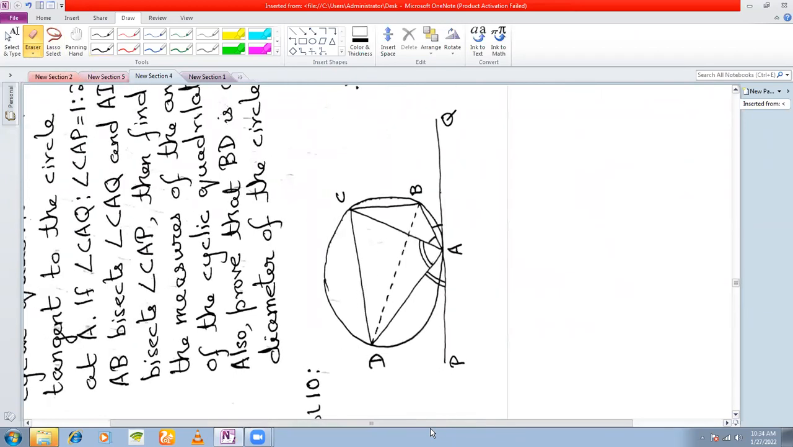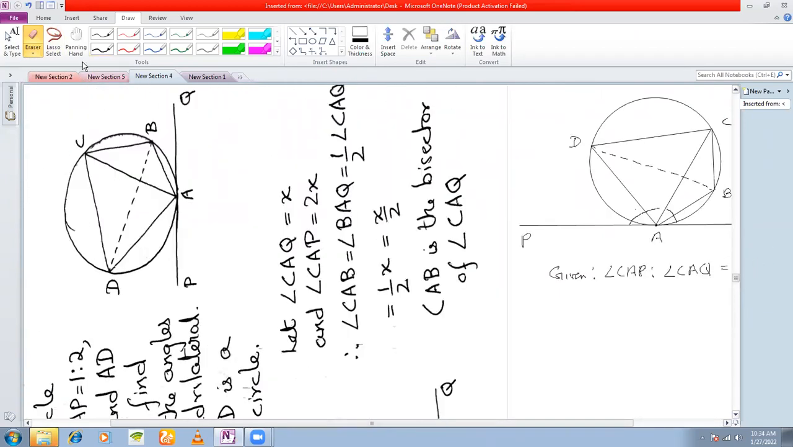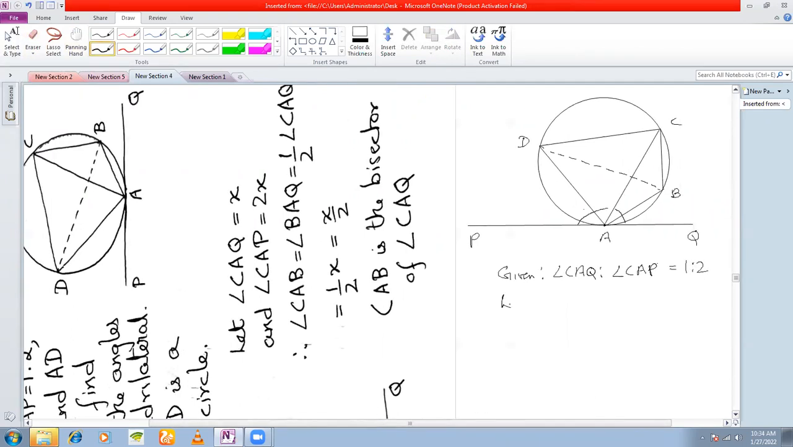CAP is to CAQ. CAQ is to CAP, okay, not CAP. This ratio, CAQ is to CAP, is 1:2. Okay, so I can say if angle CAQ is equal to K, then CAP must be equal to 2K, right? Let's mark it here. So CAQ is this angle here, the entire angle is K, and this entire angle here is 2K.